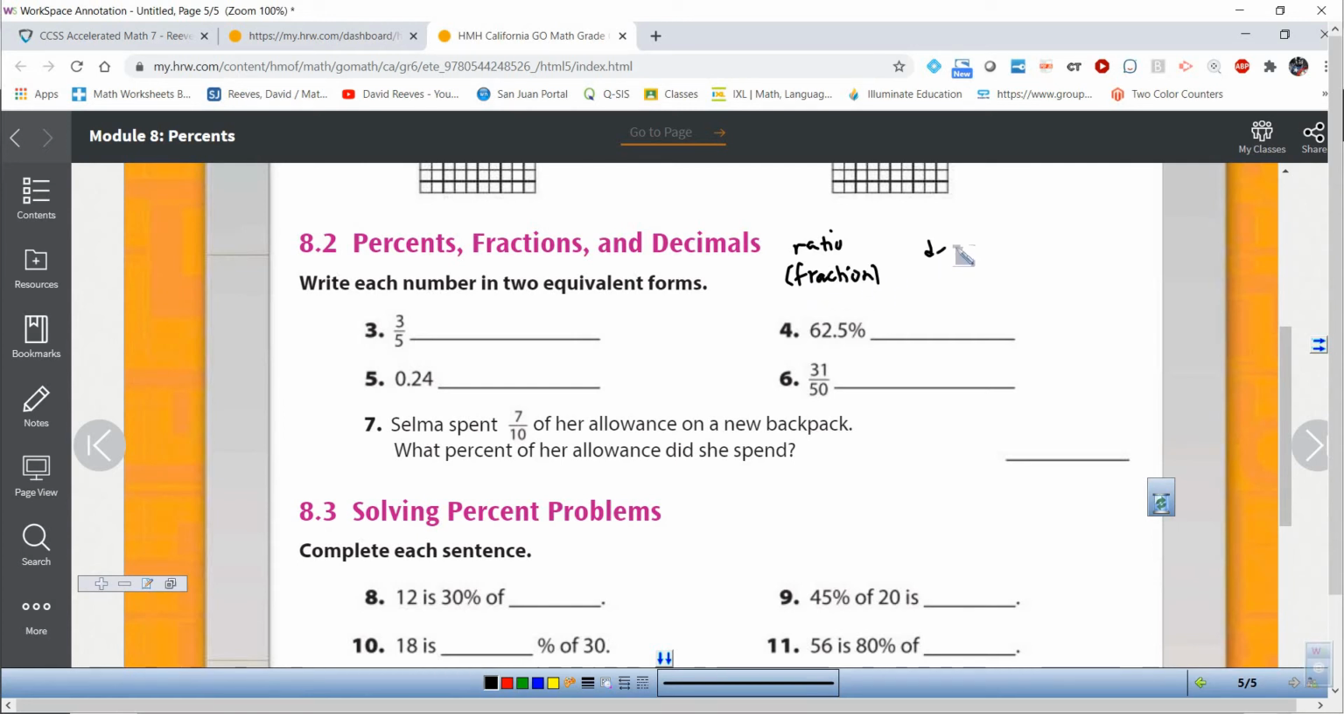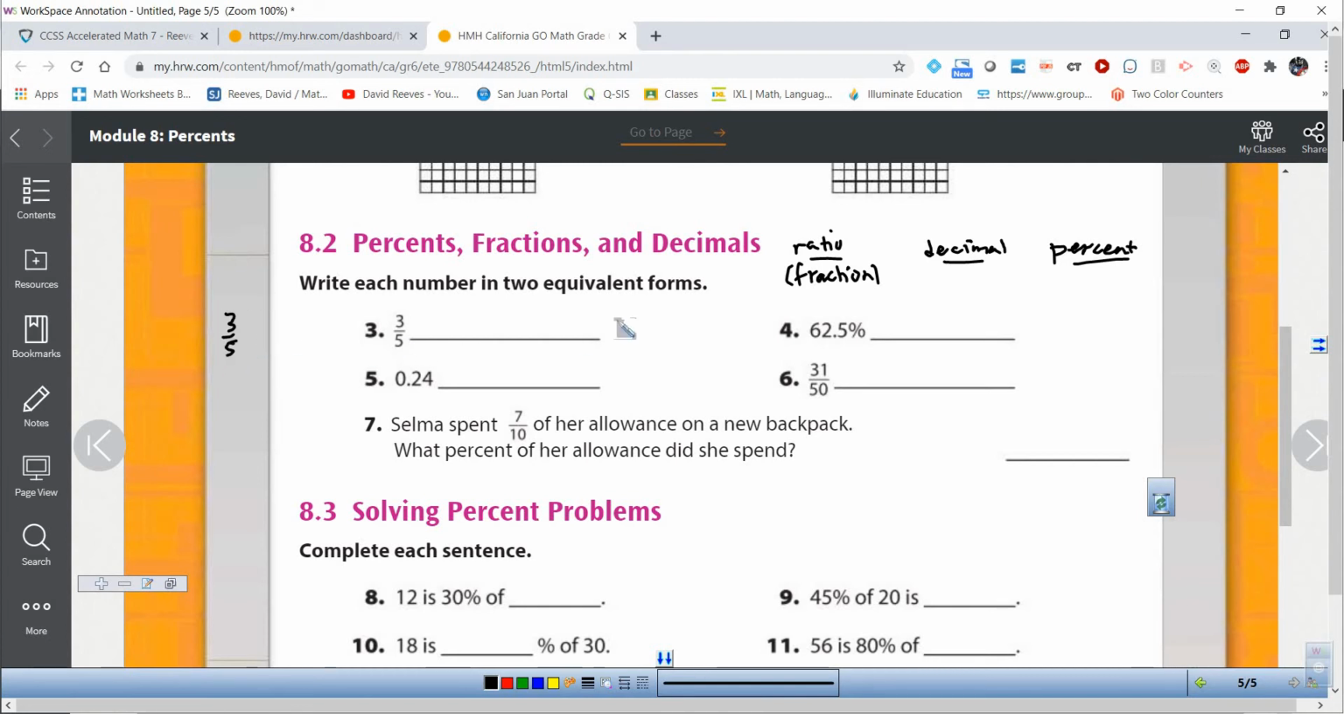And then we have a decimal, and then we have a percent. So those are the 3 different ways we're going to represent each of these. Now they're going to be giving us one of the 3, and they're asking us for 2 equivalent forms. All right, so on this first one, they gave us a fraction, 3 out of 5.